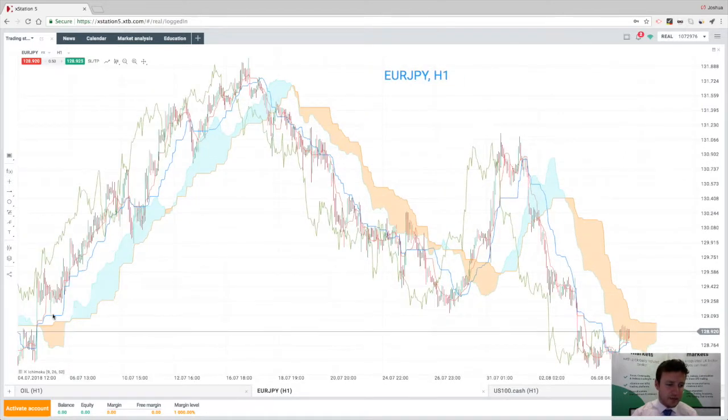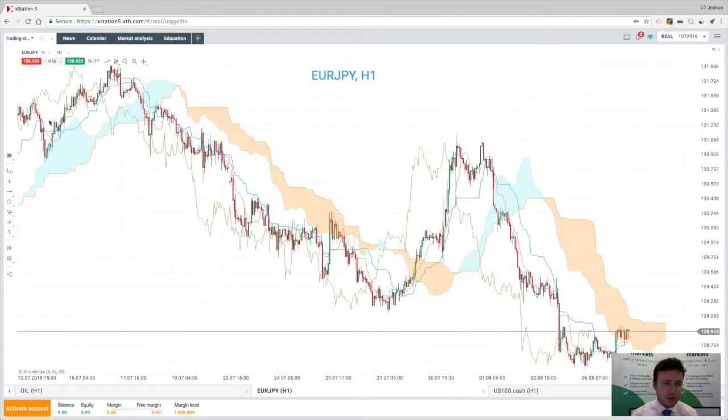As you can see here, we had the break to the upside again, price moves strongly higher, so all the way up here, you're above the cloud, you're looking for long positions. Once we drop down below the cloud here, this could be seen as a possible short signal.